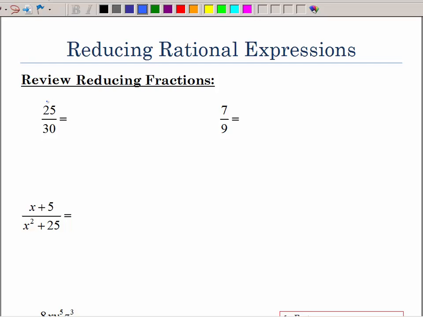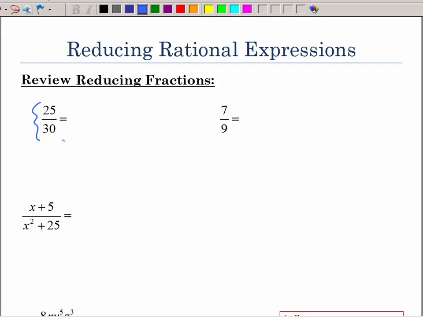In this video, we will be learning how to reduce what's called rational expressions. This is based on how we learned how to reduce fractions. So let's go back and look at how do you reduce something like 25 over 30. Now most of you are just going to write down the answer, and that's okay.